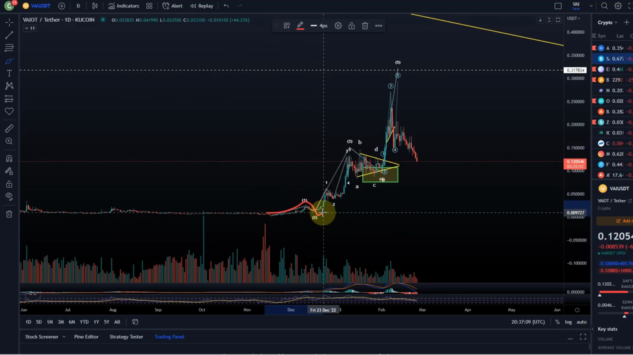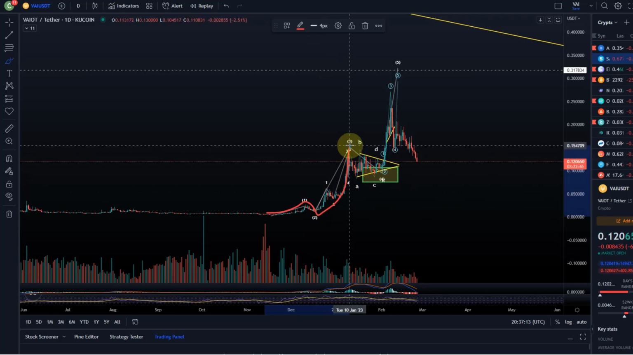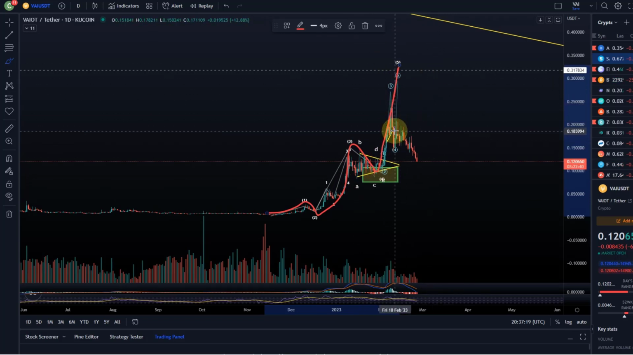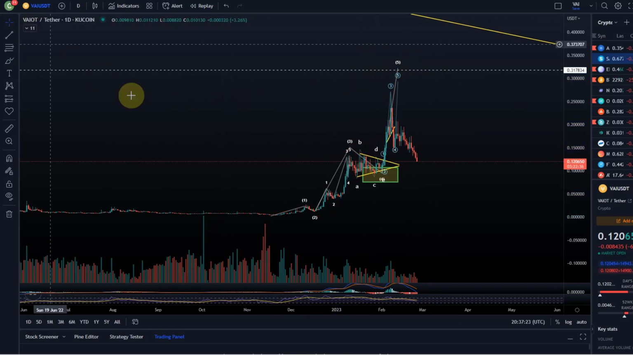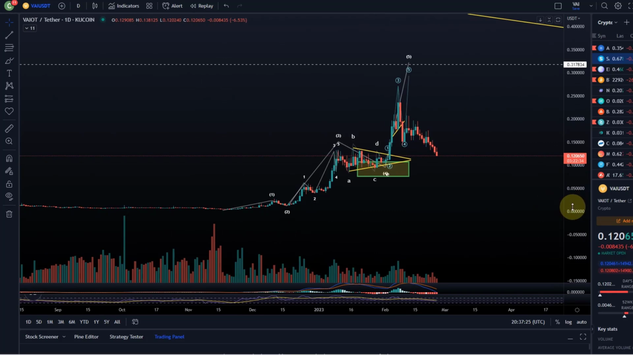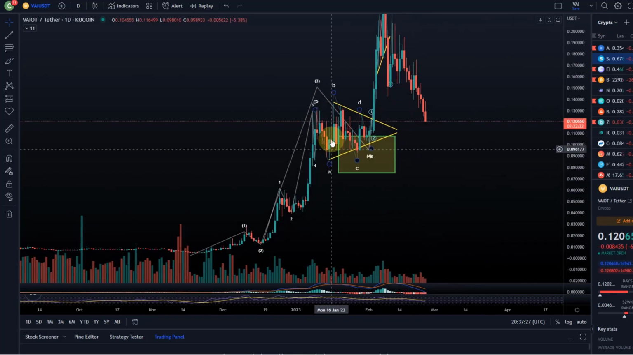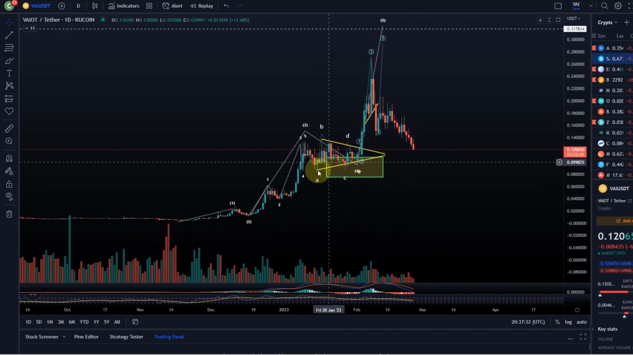You could say, okay, maybe this was here a 3rd wave. Then this would be a 4th, and then here the 5th. But the 5th wave itself has only 3 waves, so it's not complete. So I don't have a complete 5-wave structure to the upside. Even here, I'm not entirely happy about the structure.